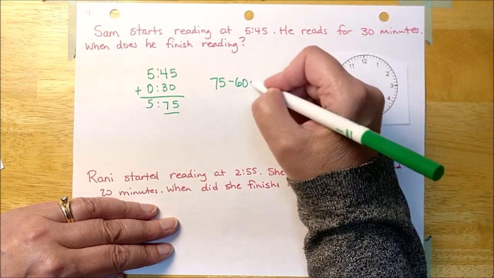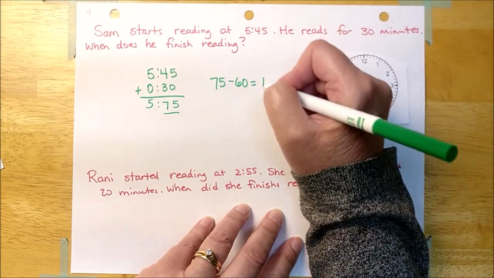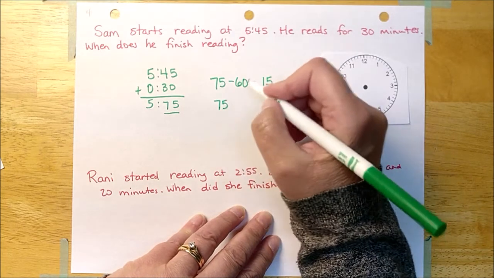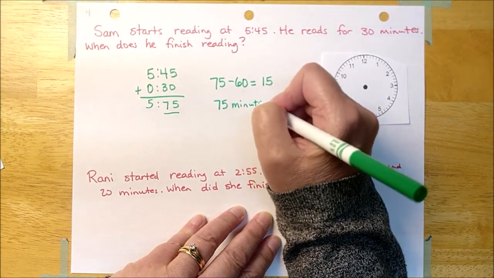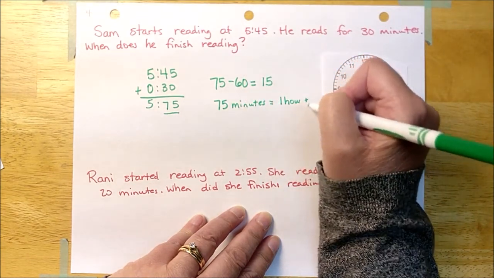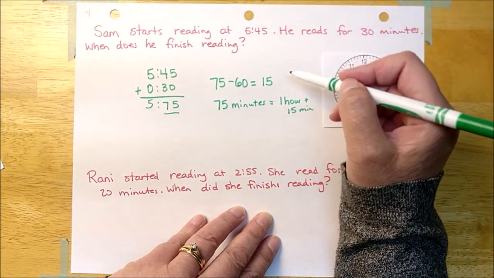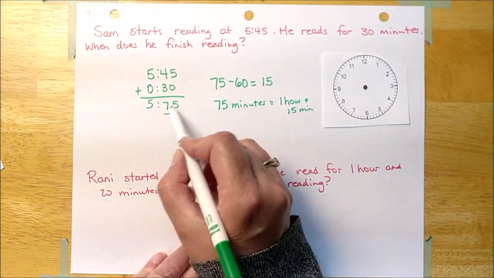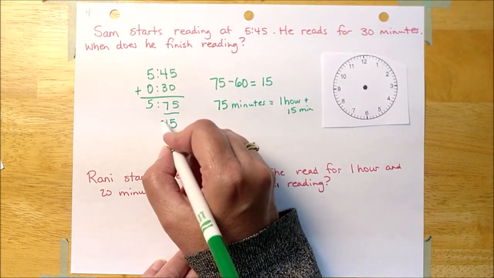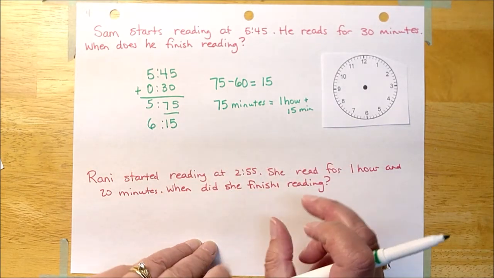So if we subtract that hour, we are going to get 15. So that 75 minutes really equaled 60 minutes, which is 1 hour plus 15 minutes. That is super cool. So now when I get over here, I'm going to change this. It's not going to be 75 anymore. It's going to become 1 hour and 15 minutes. So my 15 minutes, and I'm going to add that hour, and now it becomes 6:15.